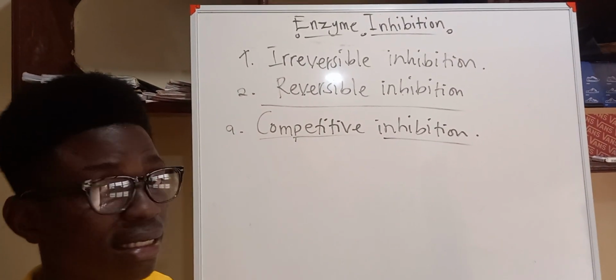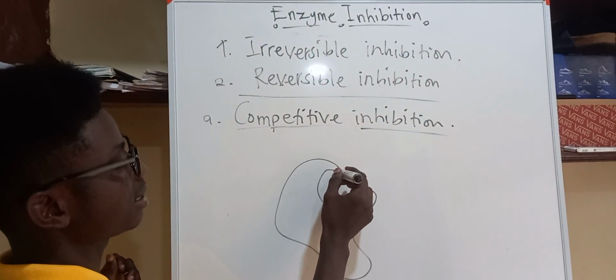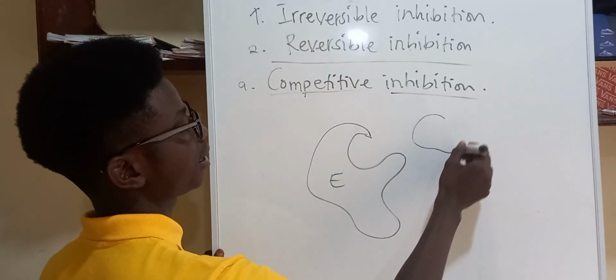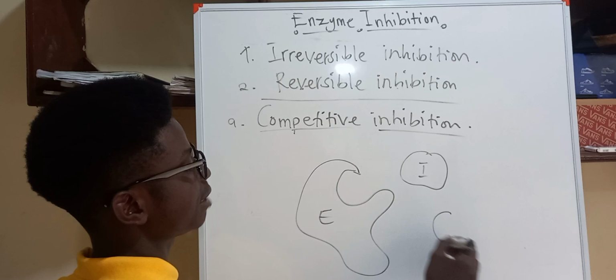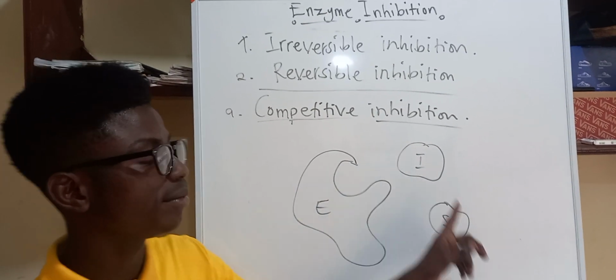So we'll be looking at examples soon. But then let me try and draw something. So this is an enzyme, and this is the inhibitor, and this is the substrate. So when you look at these three things, this is enzyme, inhibitor, substrate.